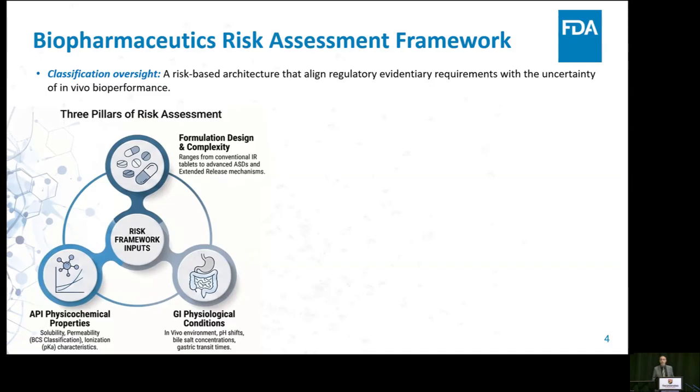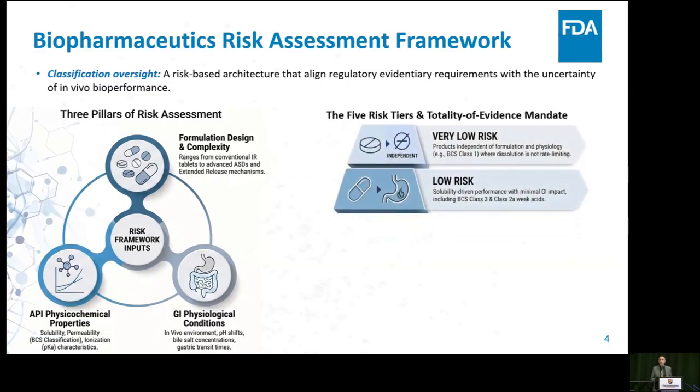So the three pillars this framework depends on are, first, formulation design and complexity, ranging from IR formulation to amorphous solid dispersion and extended release approaches; second, API physicochemical characteristics, not only solubility and permeability, but also particle size distribution, exchange and ionization all over the GIT; and last but not least, GI physiology, where the transition along the GI environment and changes in regard to food effect and concomitant drug administration, like acid-reducing agents, can really alter the exposure and the in vivo performance.